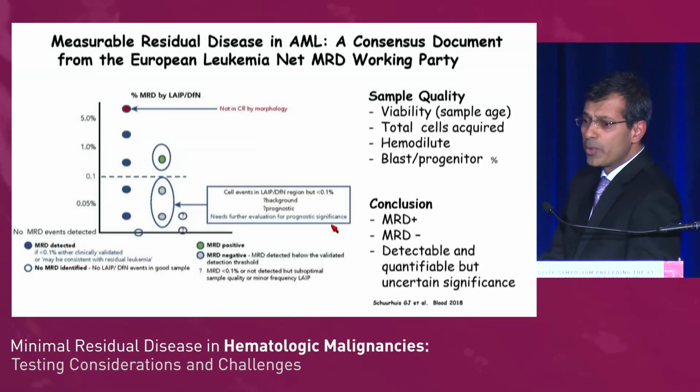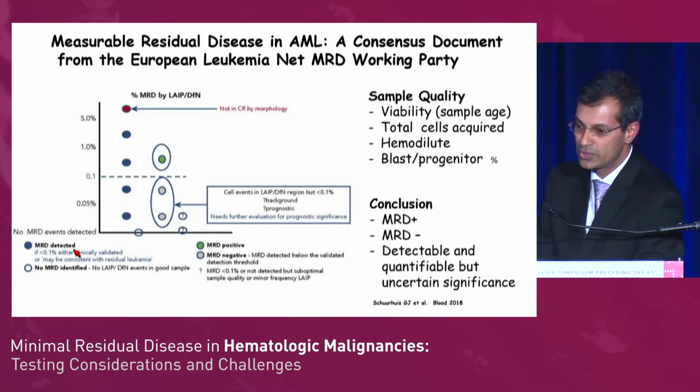Now, this is a very important paper that was actually a consensus statement from the European LeukemiaNet MRD Working Party. And what it told all of us was how MRD should be reported in patients with acute myeloid leukemia. And in fact, a level of less than 0.1% was considered to be MRD positive.